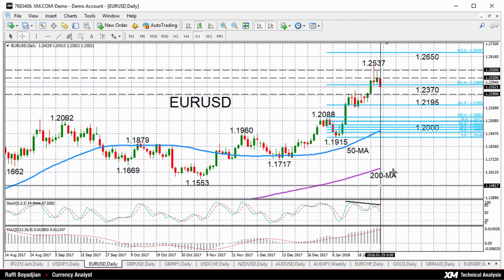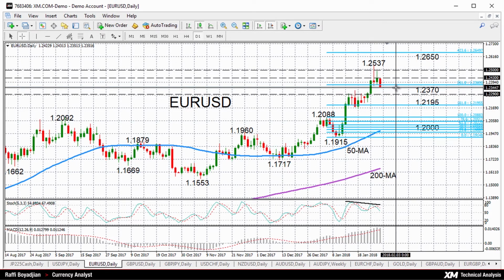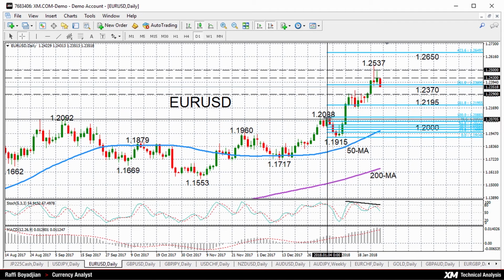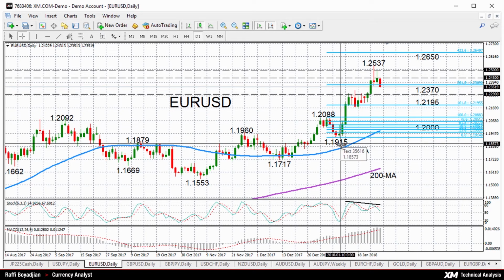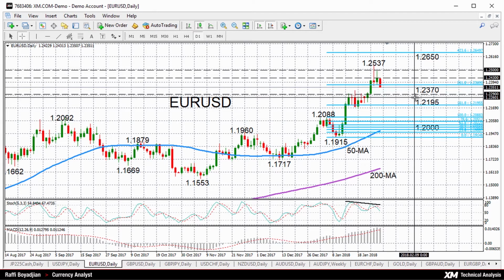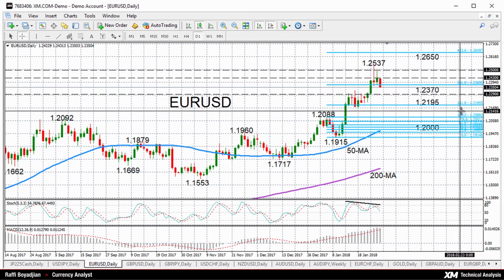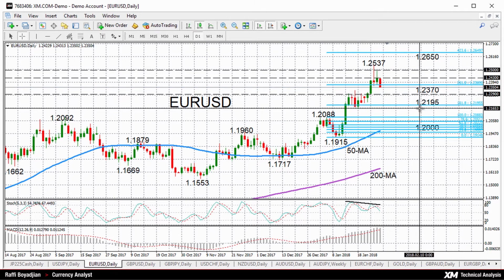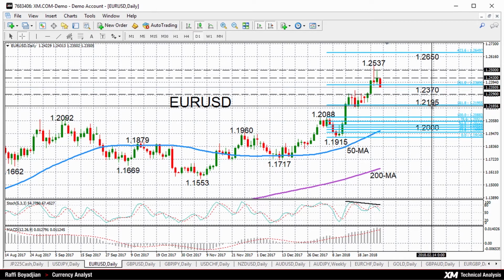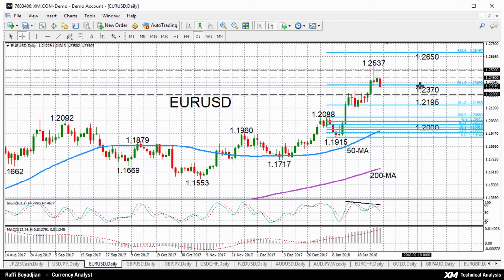in the prior week. At the moment, we are seeing support coming from around the 261.8% Fibonacci extension of the downleg from 1.2088 to 1.1915. A drop below that support area could then see prices targeting 1.2290. That's been a previous congestion area. And then below that, we have the 161.8% extension at 1.2195.